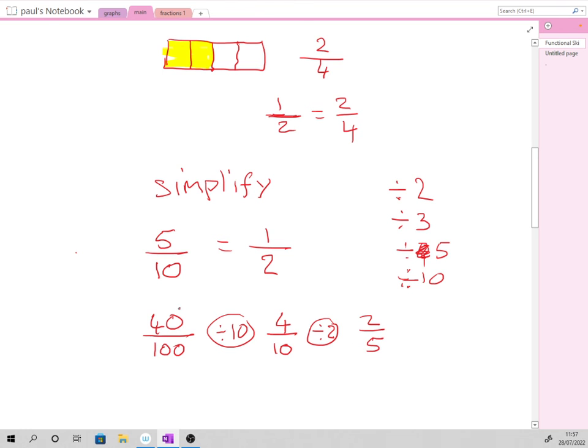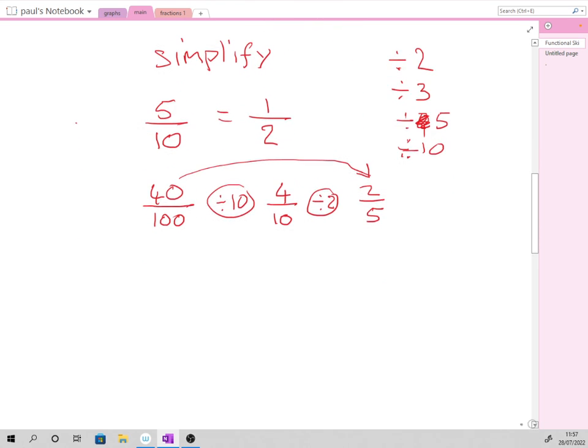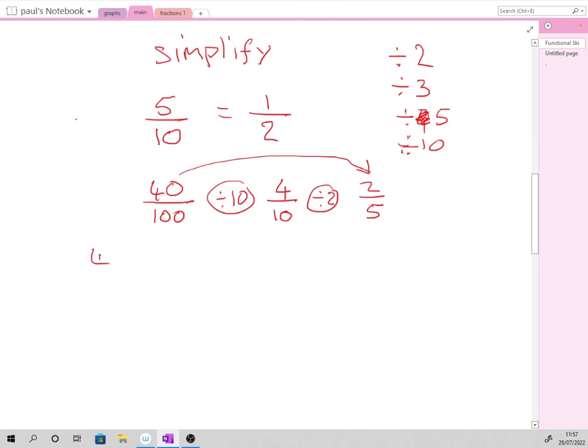So 40/100 is the same as 2/5. I've simplified that to the smallest I can possibly get it. It's an equivalent fraction, but the numbers are smaller. And it doesn't matter how many steps you take. For example, do this 40/100 again.